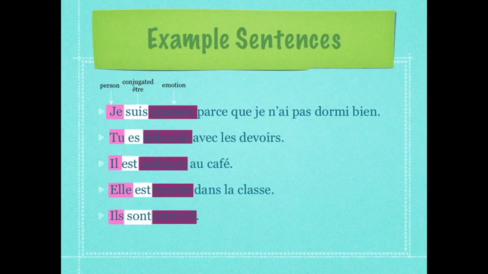Here are some example sentences using some of the emotions we just learned. Je suis épuisé parce que je n'ai pas dormi bien. That means I am exhausted because I did not sleep well. Tu es débordé avec les devoirs. You are overwhelmed with homework.